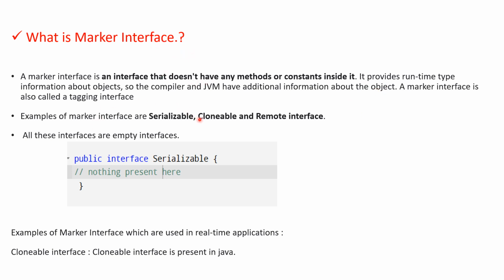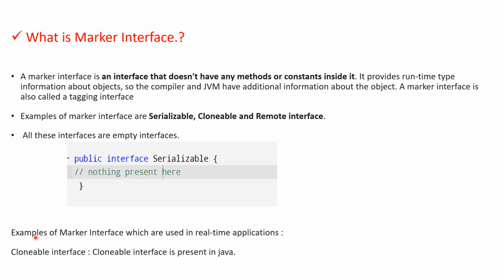Examples already exist in Java itself, like Serializable, Cloneable, and Remote interface. All these interfaces are nothing but empty interfaces. Those are marker interfaces. How do we declare it? public interface, with the keyword interface, and Serializable. If you want to know more about Serializable, Cloneable, and Remote interface, please let me know, and I'll also try to make separate videos related to this. Inside this, we don't have anything, so it is an example of a marker interface.